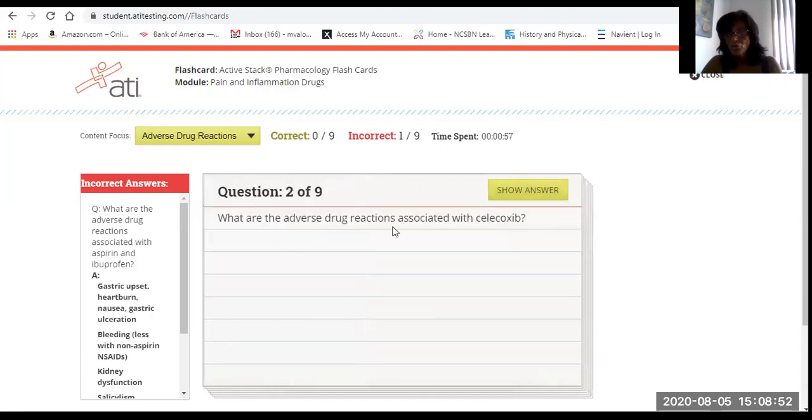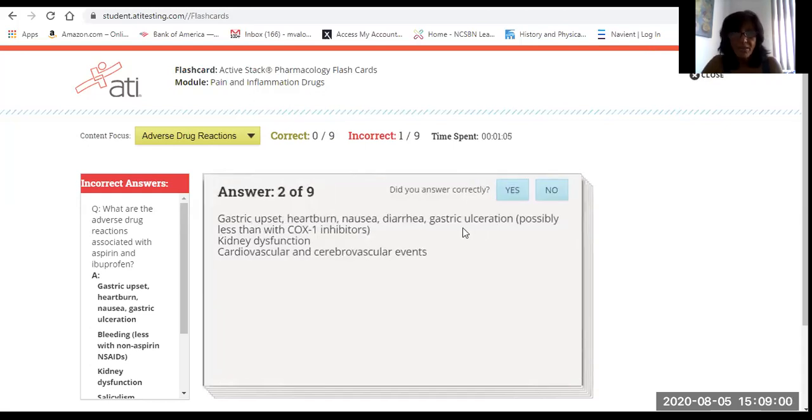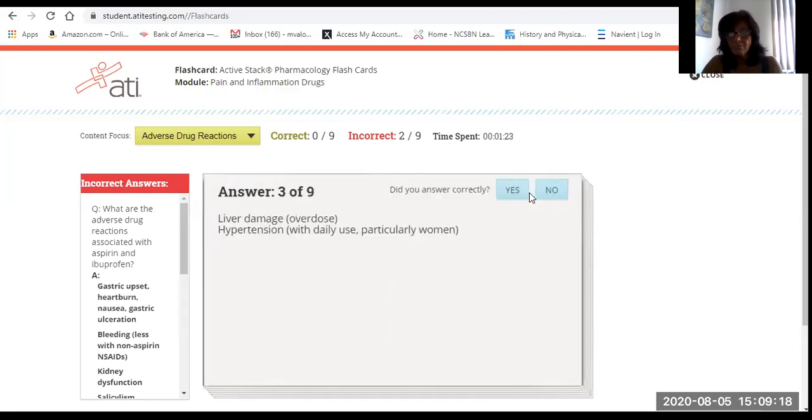What are the adverse drug reactions associated with celecoxib? Cardiac. Could I be right? Let's see, cardiovascular and cerebrovascular events. All of them cause this stuff, gastric upset and heartburn and stuff, right? Okay, go to the next one. What are the adverse drug reactions associated with acetaminophen? Hepatotoxicity, liver damage.